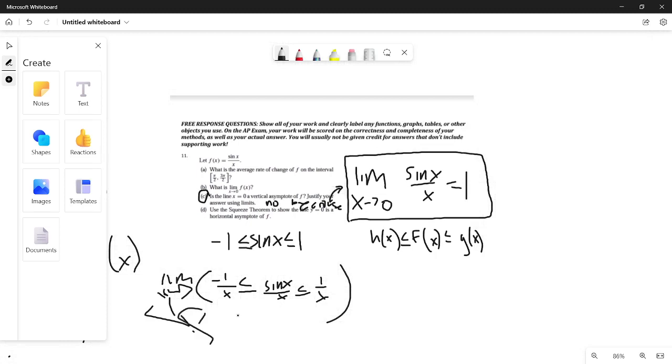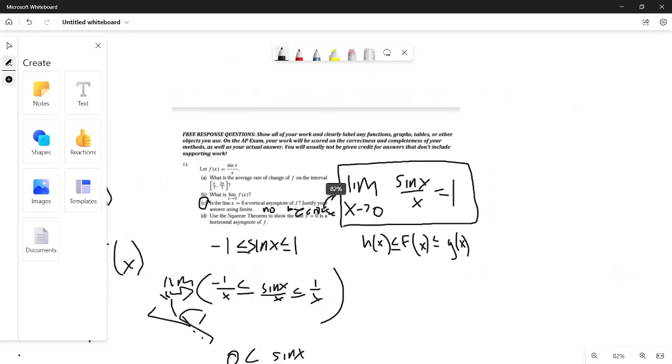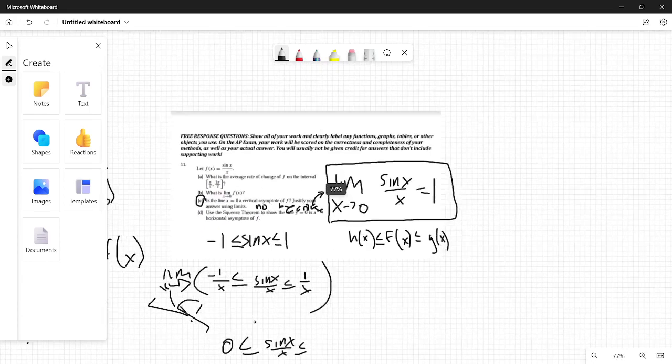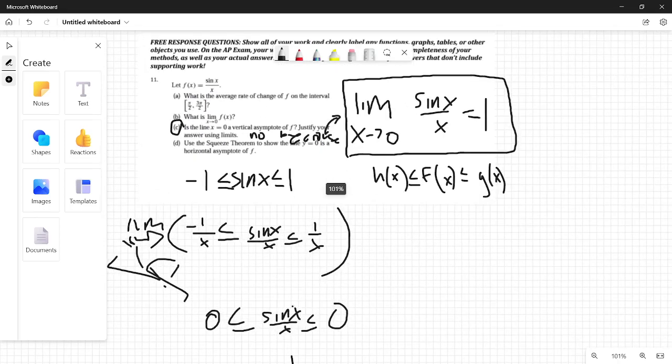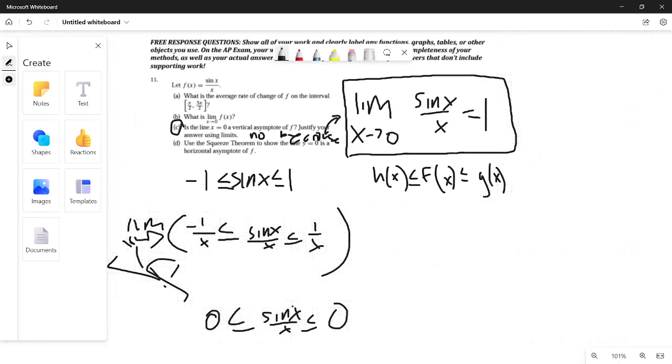Does that clarify? Wait, but it's over zero. If both of them are under, so it's a horizontal asymptote. Oh, yeah, because it's to zero. Is it zero? To find horizontal asymptotes, you have to find the limit of the function at positive and negative infinity.